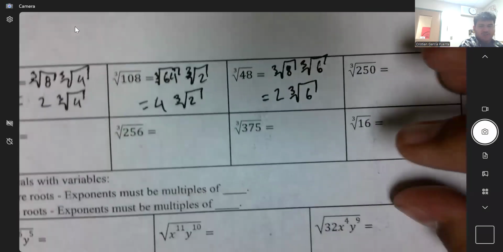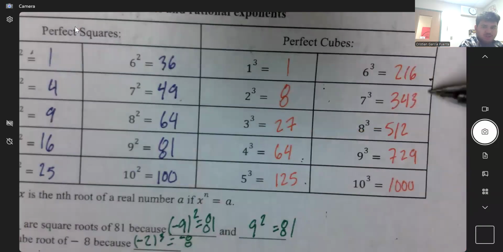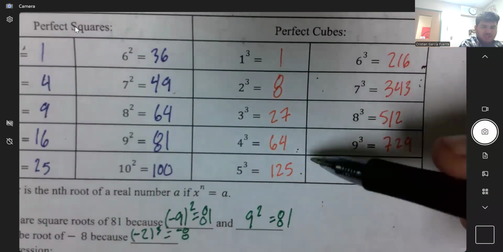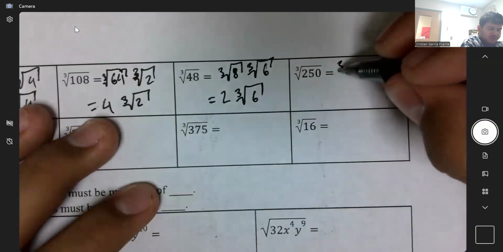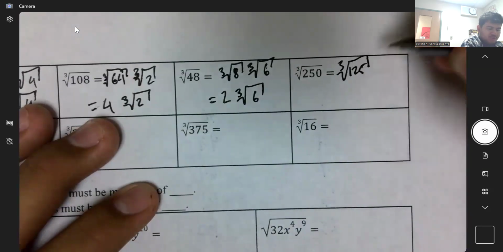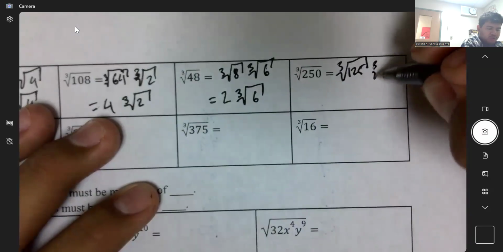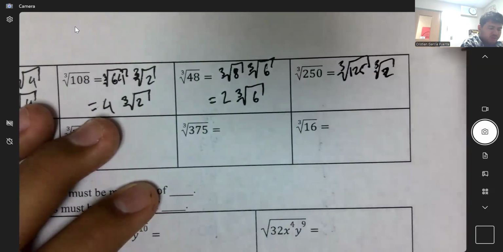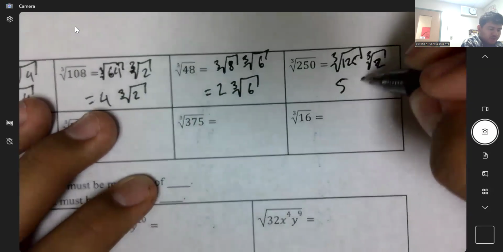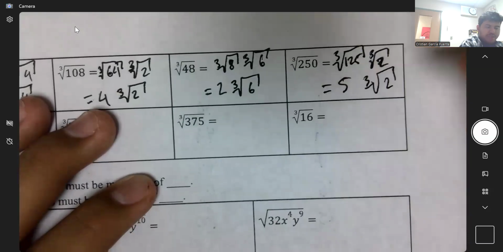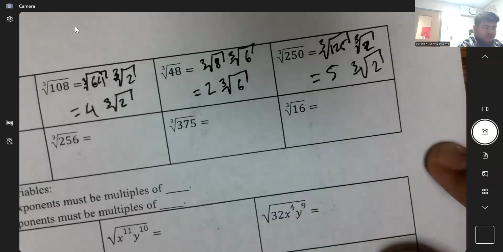Now, 250, last one. What's the biggest cube? So, sorry, number closer to 250. So, this one doesn't. 216 doesn't divide 250. 125 does. So, it's going to be cube root 125. But 125 times what gives you 250? That's 125 and 2. And then what's the cube root of 125? That's just 5. And then cube root 2, leave how it is. And that's it, and you're done. So this is what you're going to be doing.